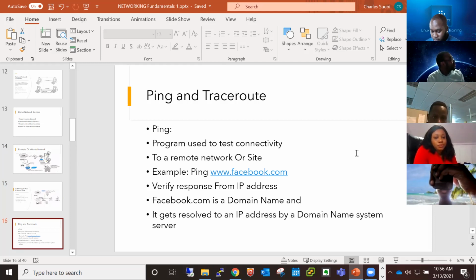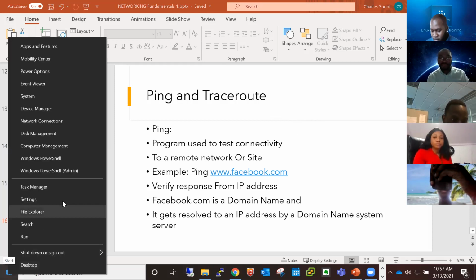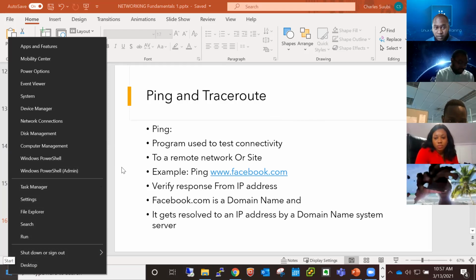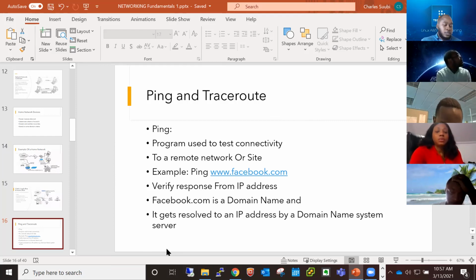So ping is used to test connectivity. It's like trying to call you: hey, Gerard, are you there? And then I wait for a response from Gerard. If Gerard is there, he will say yes. If he's not there, it will be silent. So guys, can you open up your terminals? Just right click here and go to Windows PowerShell, or if you're a Mac user, go and search terminal. When you are done, let me know. Have you opened up your terminals?